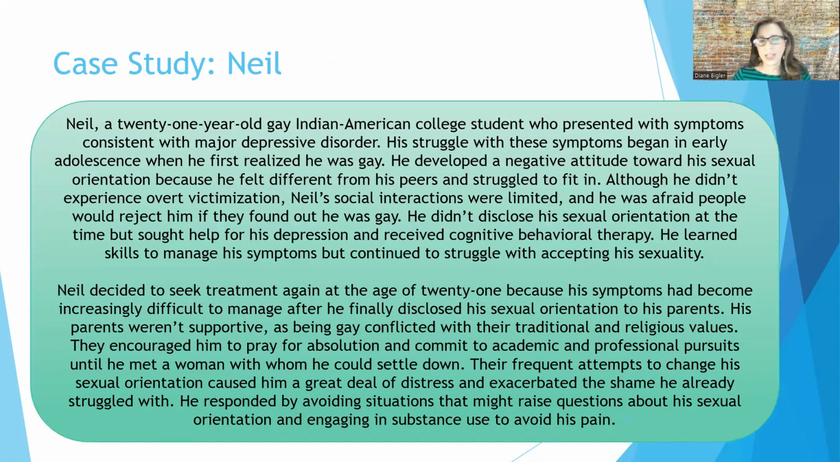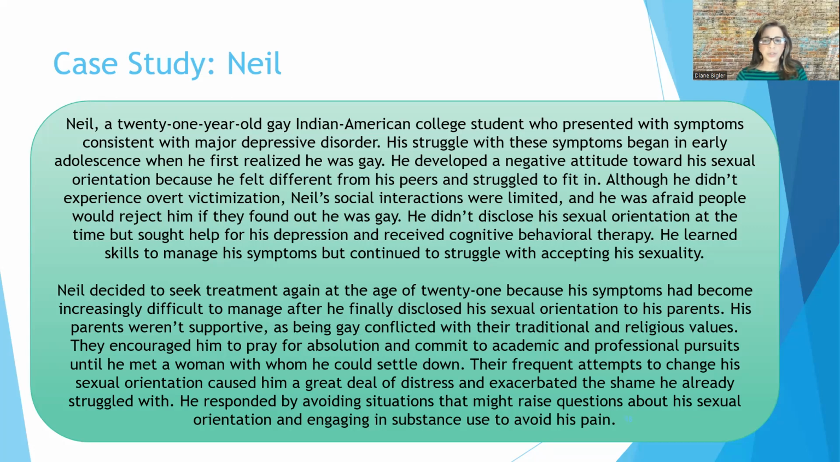So what I'm going to do here in our last few minutes is leave you with a case study of Neil that we are going to open up part 2 of this presentation with as we get into part 2 of this ACT presentation. Neil is a 21-year-old gay Indian American college student who presented with symptoms consistent with major depressive disorder. His struggle with these symptoms began in early adolescence when he first realized he was gay. He developed a negative attitude toward his sexual orientation because he felt different from his peers and struggled to fit in. Although he didn't experience overt victimization, Neil's social interactions were limited, and he was afraid people would reject him if they found out he was gay.